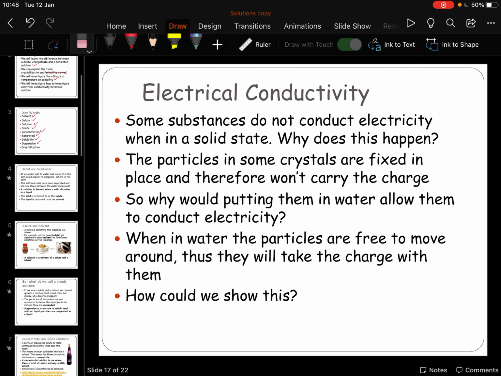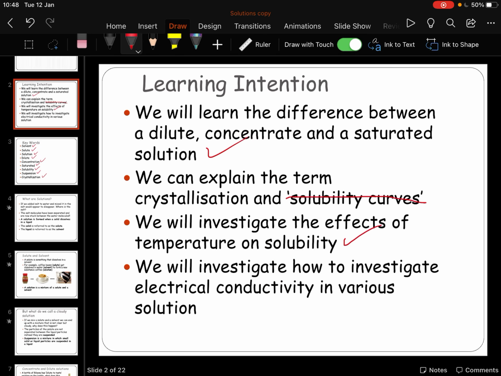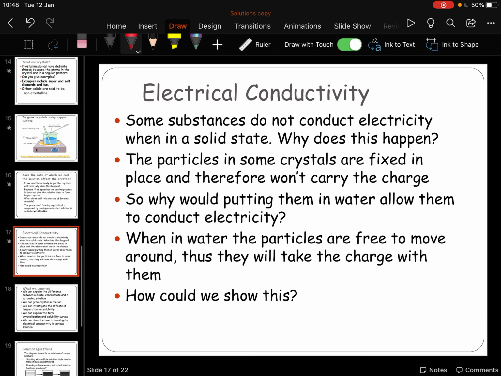Now the last, as we can see here, go back up to our keywords. Crystallization is now done as well. Okay, we just did it there. We can explain the term crystallization. The last thing, electrical conductivity. So we've now got everything done. Okay, so electrical conductivity. That's your subheading.